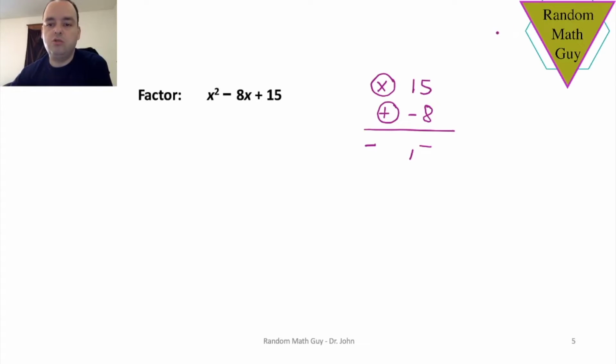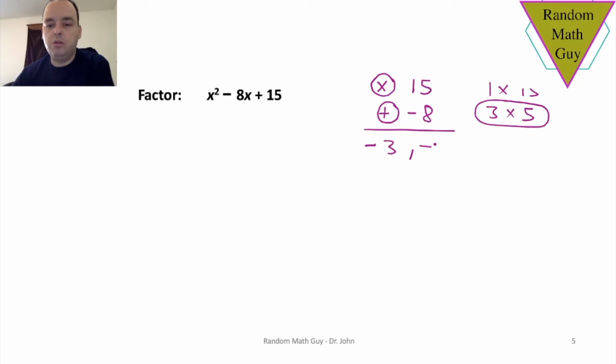This question is extremely similar to if this 8 was positive. If you did this question, you would quickly say 3 and 5. So you can use that logic here as well. I'll write down the factors of 15, which are as such. And the two numbers that I'm looking for are the 3 and the 5.